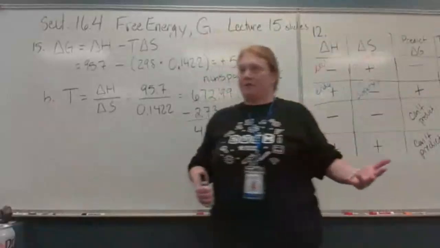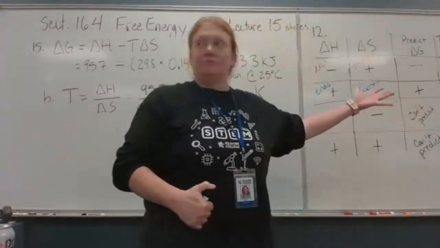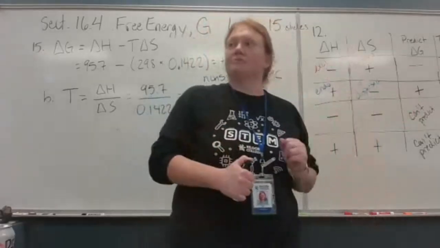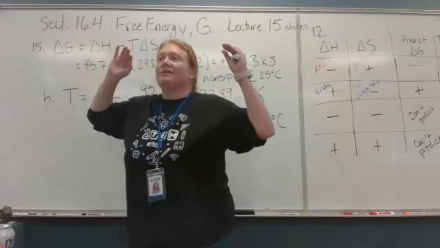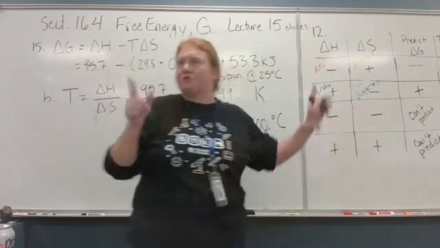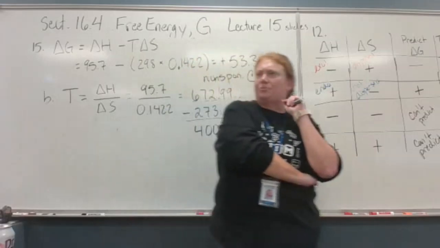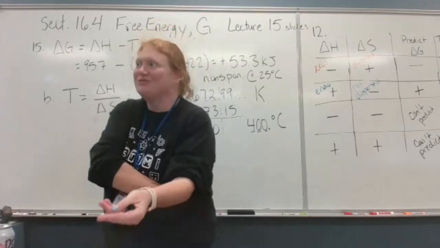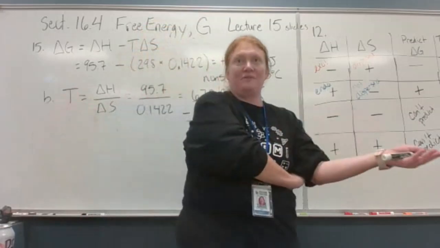You are given a table of values. Can you find delta H? Yes. Can you find delta S? Yes. So then can you find delta G? Yes. What would be the temperature these values would be at, even if the problem doesn't give you this temperature? If we're dealing with standard values, 25 degrees C, right? 298 Kelvin, right?